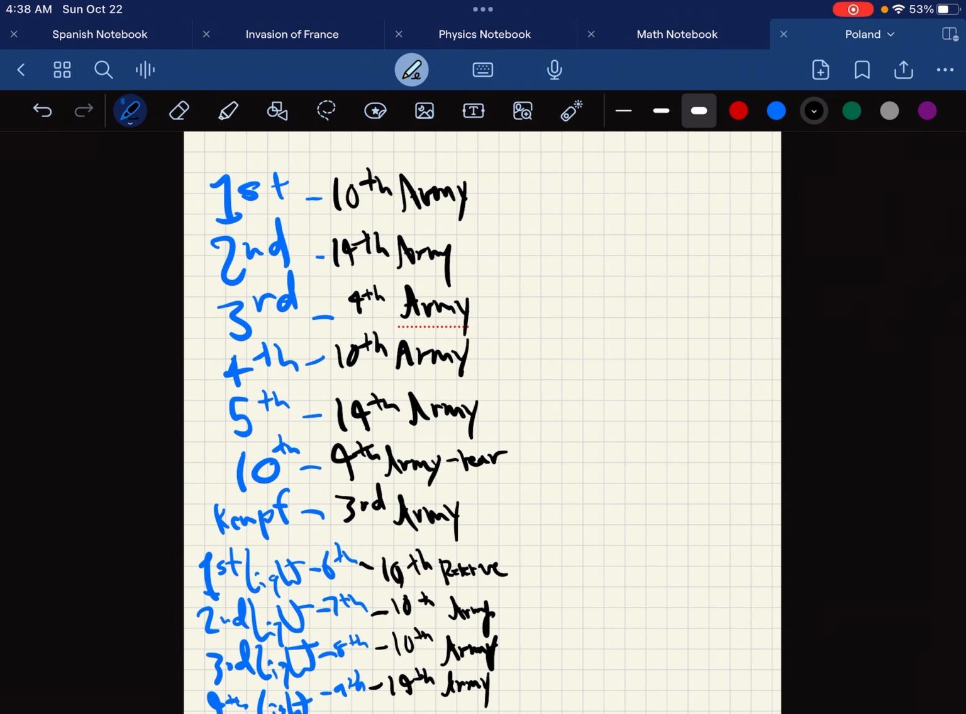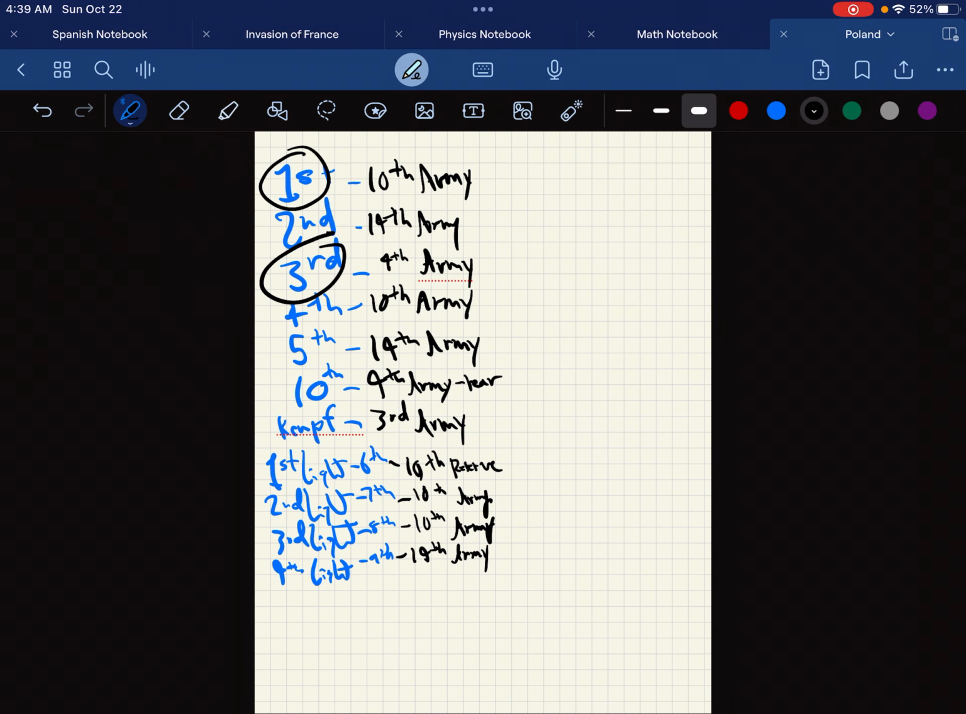So this is where all they were. And by the way, I believe the two strongest were the 1st and 3rd. The 3rd was the strongest Panzer Division in the entire army, and this was found in Kluge's 4th Army that was fighting in Pomerania. And the 1st Panzer Division was in the south, in Army Group South, in the 10th Army.